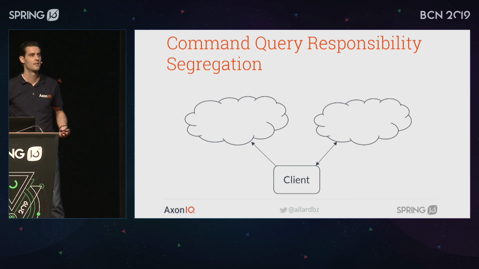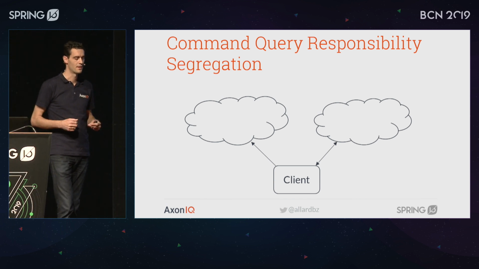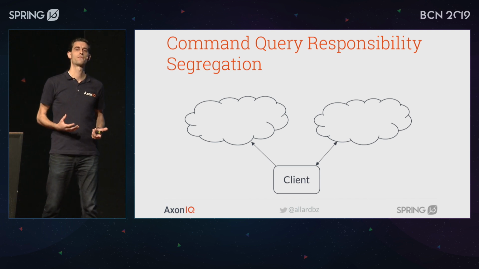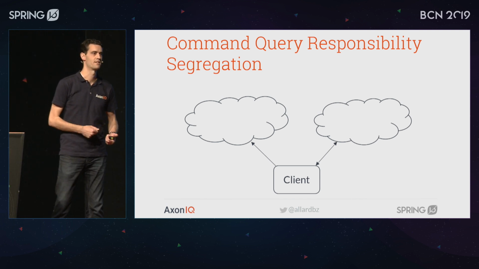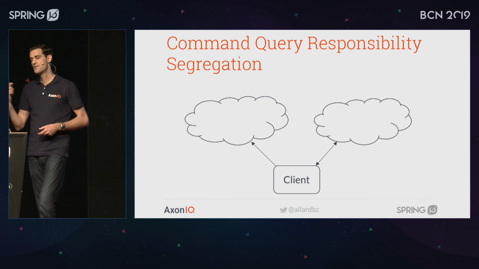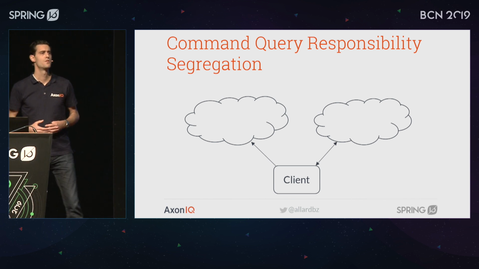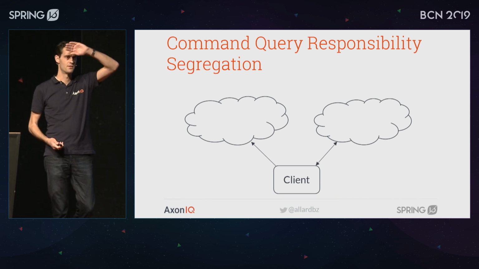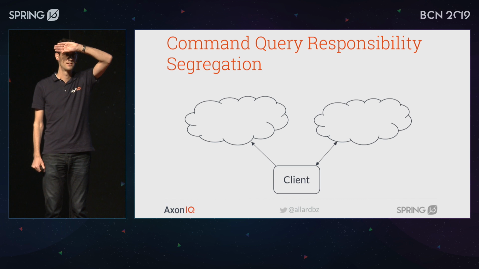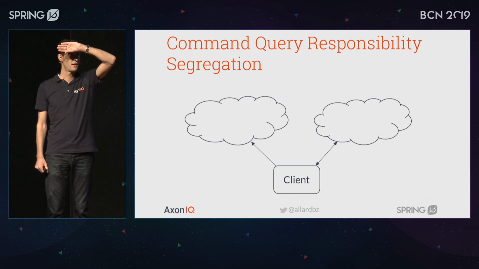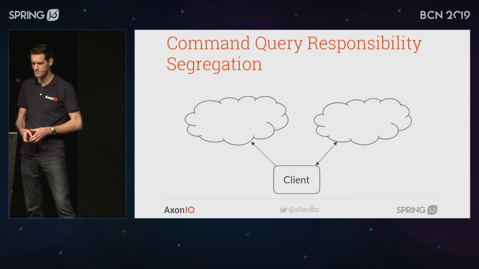Now, those who know Axon, or those who don't, Axon is a framework that helps you build, let's say, large scale or small scale, doesn't really matter that much, but applications using the principles of domain-driven design, CQRS and event sourcing. Now, CQRS is, who's not familiar with CQRS? Let's do a quick check. Those are very few. That's good.